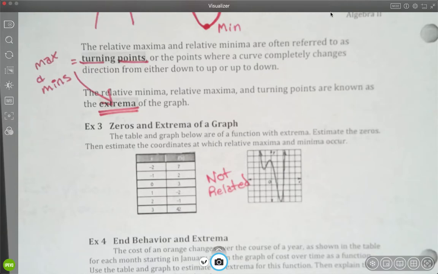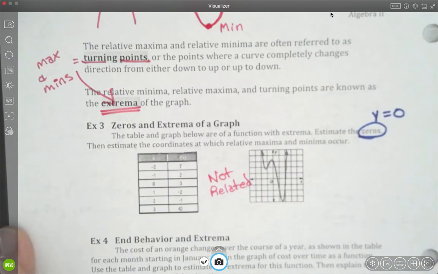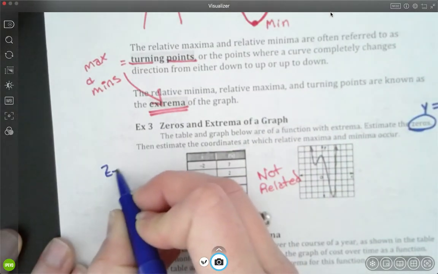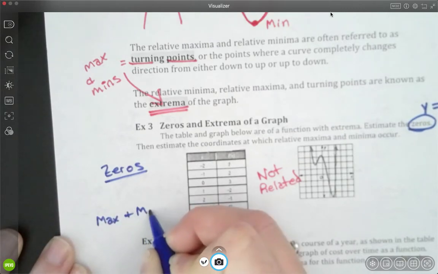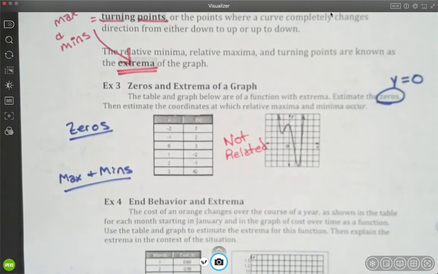Estimate the zeros, and then estimate the coordinates at which the relative max and min occur. A zero is the place where y is equal to 0. We're going to estimate where y is equal to 0. So we need two things: we need zeros, and we need maximums and minimums. So places where y equals 0.